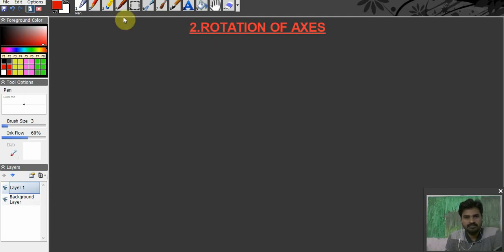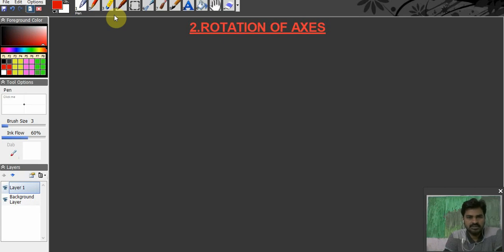In translation of axis, we observed the origin can be shifted to another point without changing the direction of the axis. Now we are going to discuss the rotation of axis. A rotation of axis is a transformation such that we can rotate both axes through an angle. That means the x-axis and y-axis both can be rotated by the same angle, but without the origin being shifted.